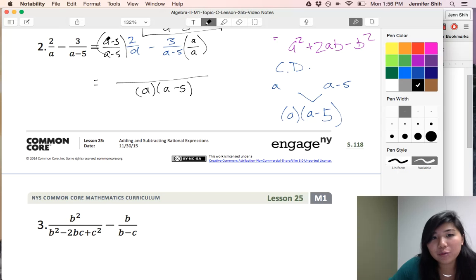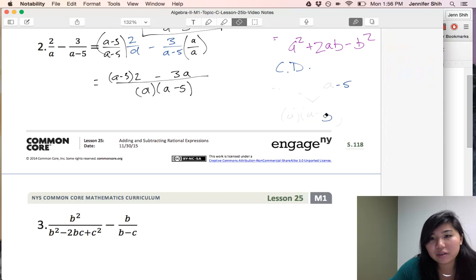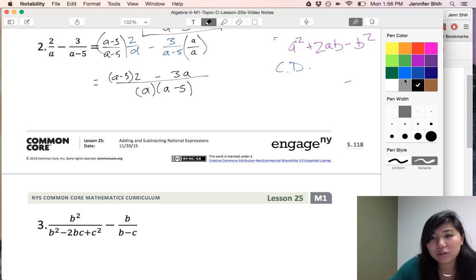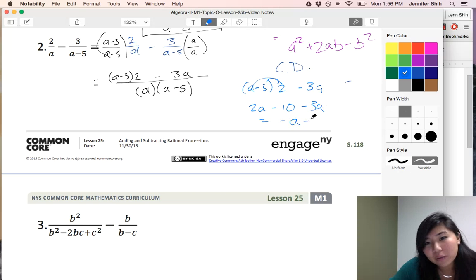Okay, let's see. My numerator over here, I'm just going to rewrite this. A minus 5 times 2 minus 3a. I'm going to do more scratch work on the side over here. A minus 5 times 2 minus 3a. So if I distribute this, I get 2a minus 10 minus 3a. Negative a minus 10. Okay, so this was my numerator, and I've simplified it on my scratch work side because I want to keep my left side of the page beautiful.